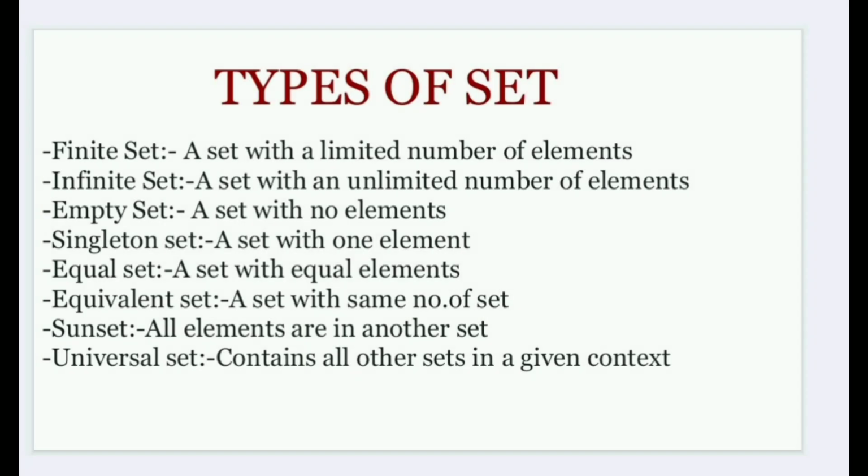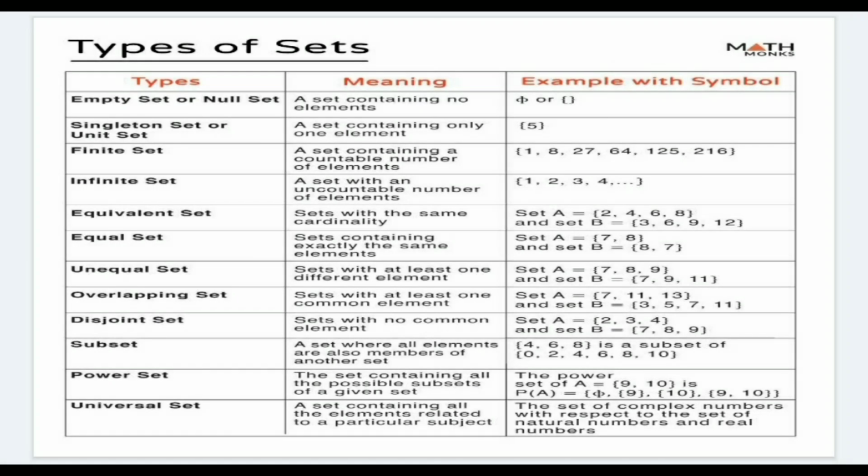The next, types of set. There are so many kinds of types of sets. First of all, empty set. It is a set that contains no element. Then singleton set or unit set, which means a set containing only one element. Then finite set, a set containing a countable number of elements. Then infinite set, a set with an uncountable number of elements.